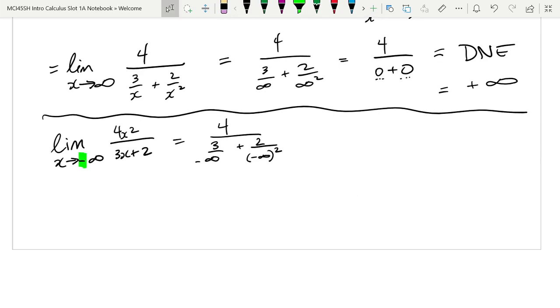Now think about this logically. What's happening in that denominator? Well, this term here, this negative value is getting infinitely big. It's blowing up, but it's always negative. And what happens when you square a negative? You get a positive, right? So I might as well just rewrite this as 4 over 3 negative infinity plus 2 over positive infinity squared.